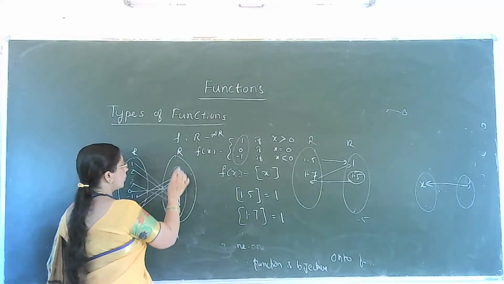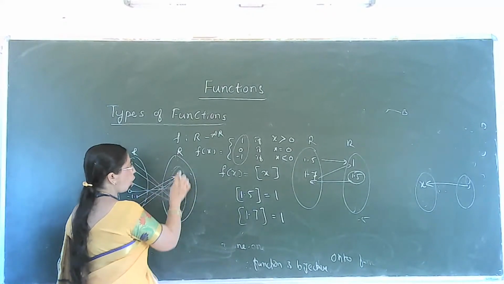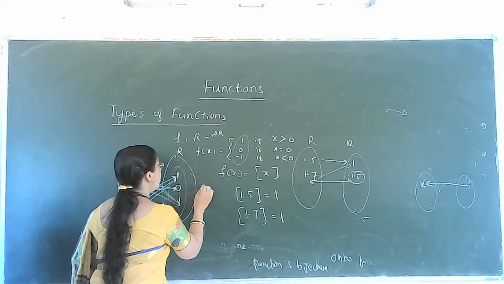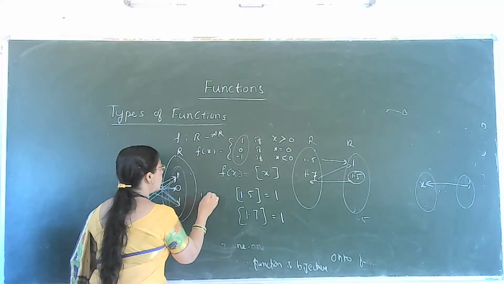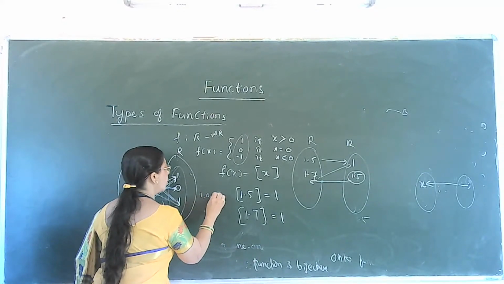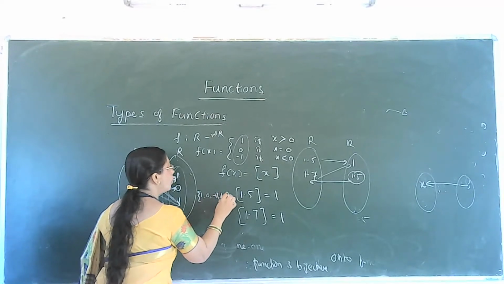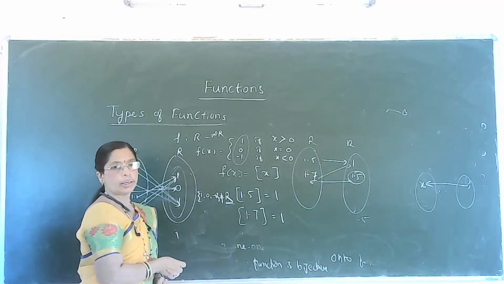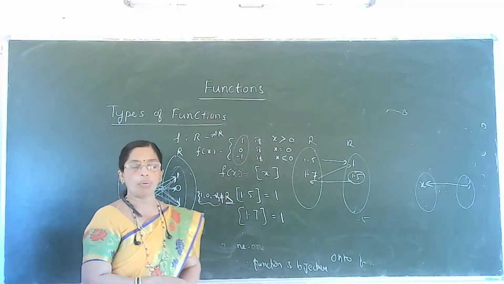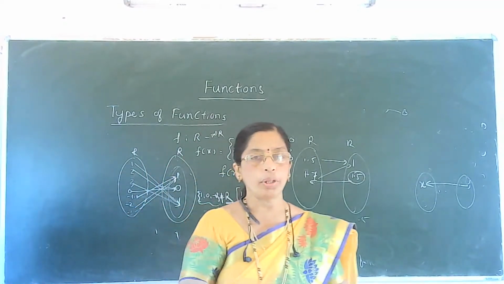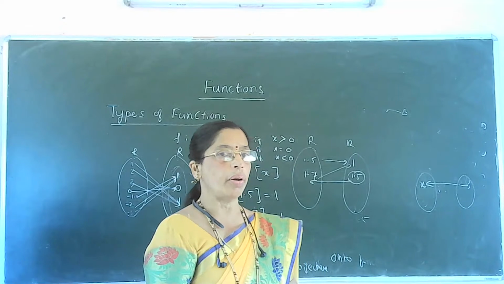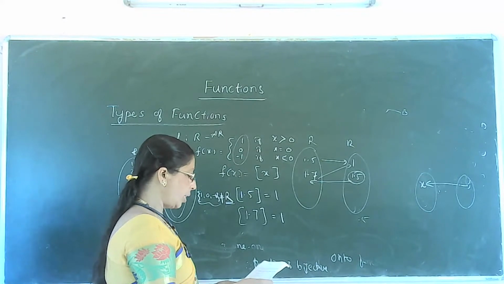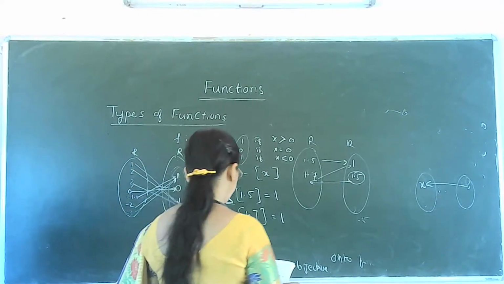And the set of images is not equal to the codomain. Here the image set is 1, 0, minus 1, which is not equal to R. R is the real number set, the codomain. But the image set is 0, 1 and minus 1. Therefore, they are not equal. Therefore, it is not an onto function. Therefore, these functions are not one-one, and not onto.